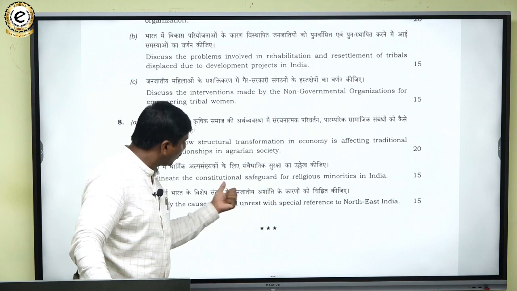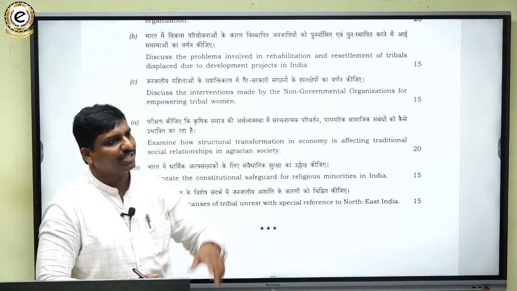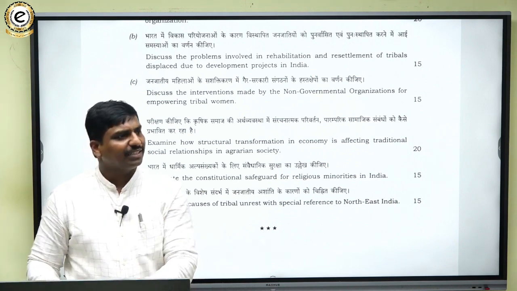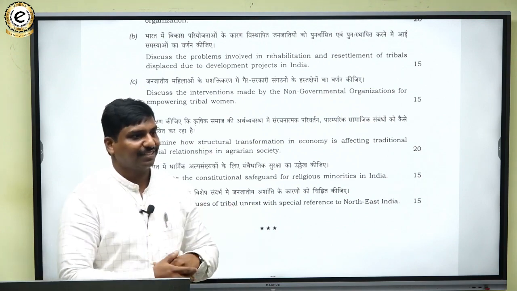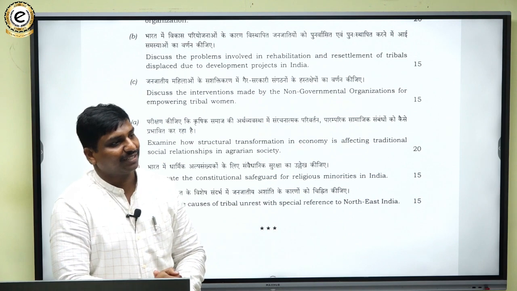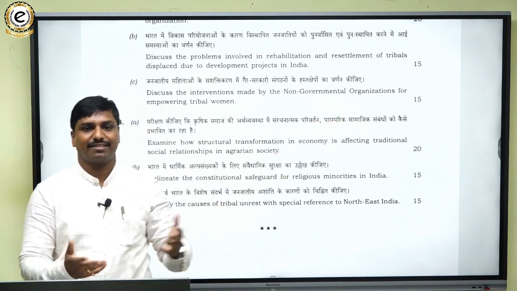So we will study those constitutional safeguards for religious minorities. The same thing you will be studying in polity also. So now tell me, is it familiar or is it tough? Things are there in anthropology. Things are familiar only, provided you focus there, it would be advantageous here likewise.